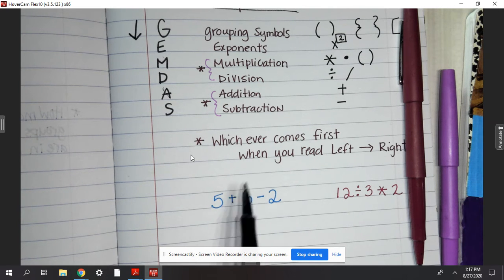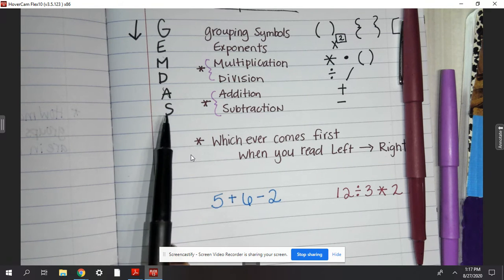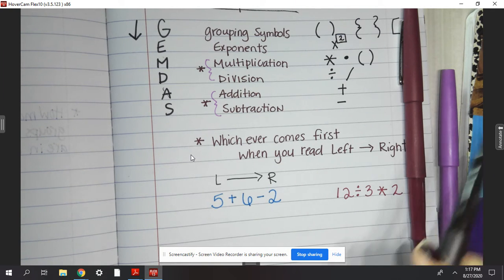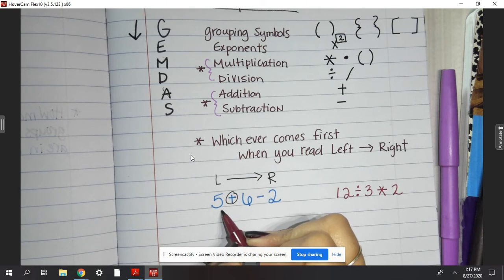I don't. So now I'm going to look at the last order, addition or subtraction. Do I have either of those? I do. So when I'm reading from left to right, which one comes first, addition or subtraction? The one that comes first is addition. So I'm going to do that first.